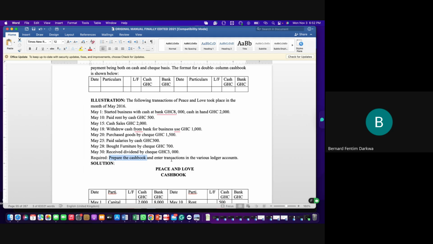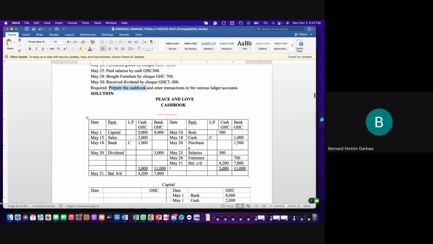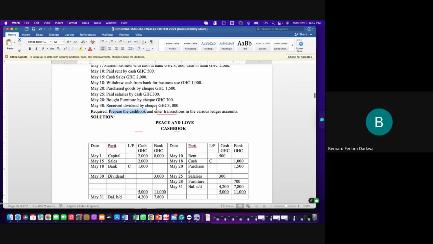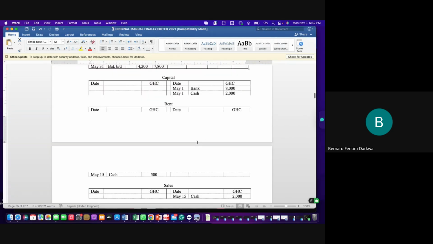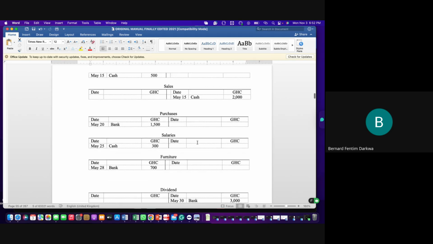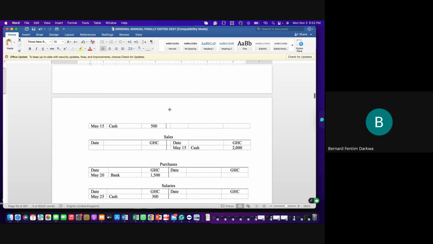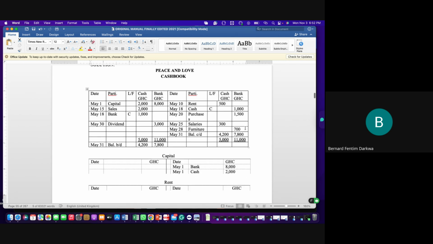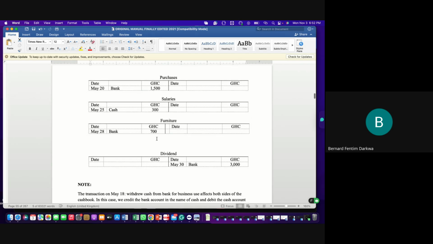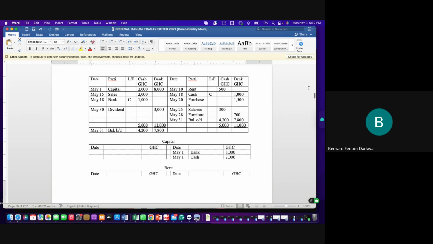If the question says prepare the cash book, then you look at only the cash book. But if the question says and enter the transactions in various ledgers, it means you cannot prepare only the cash book and leave it. You have to go to the other side and prepare the individual accounts. For example, if we bought furniture, in the cash book we record that we bought furniture, but you have to go and open the furniture account and debit it. That's the second part.